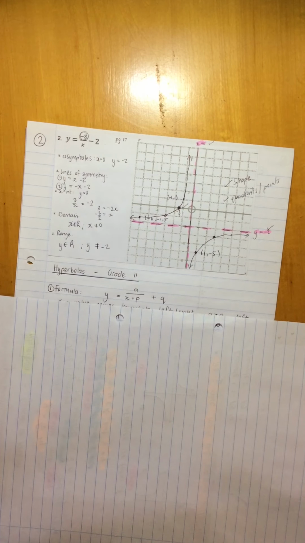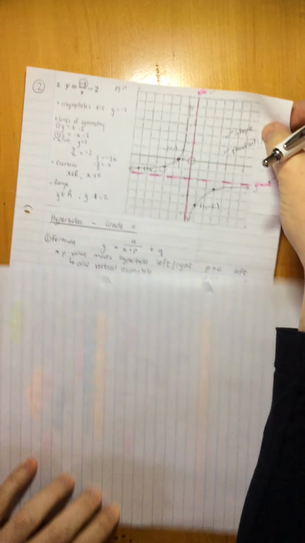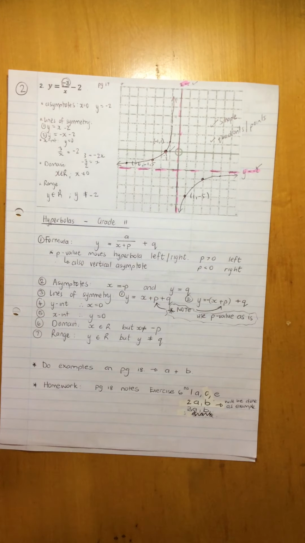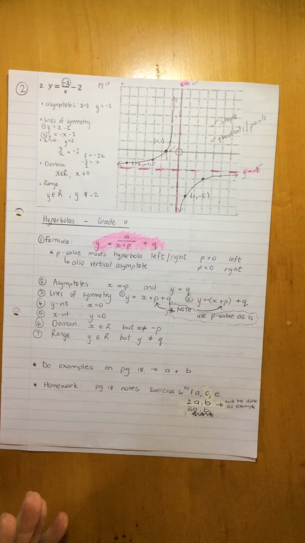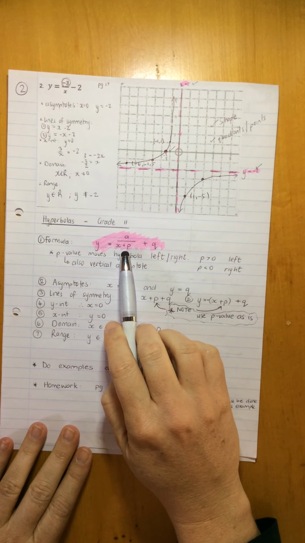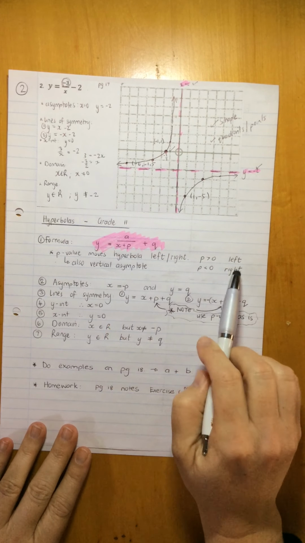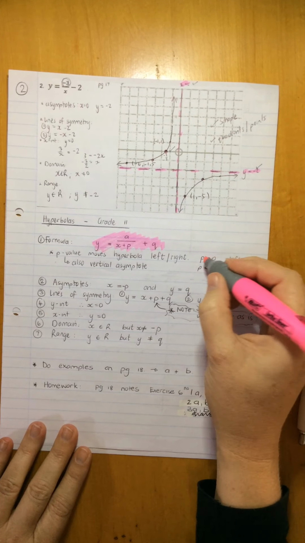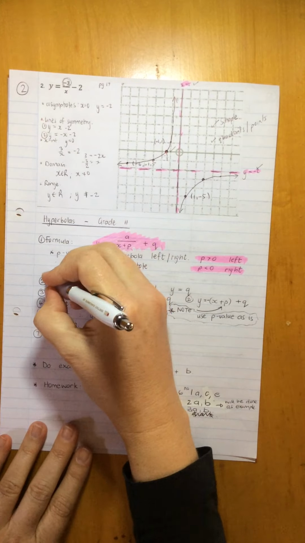So what are we going to add in grade 11? In grade 11, we are going to add the following. Instead of just having a over x plus q, I am adding a p-value. Now, you found it the first time in parabolas. It works exactly the same. If p is, say, for instance, plus 3, it means that my graph will move left. If it's negative 3, it means that my graph shifted to the right. What is the other difference that you'll find? Asymptotes. I still have 2 asymptotes.